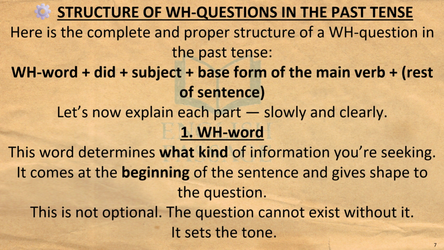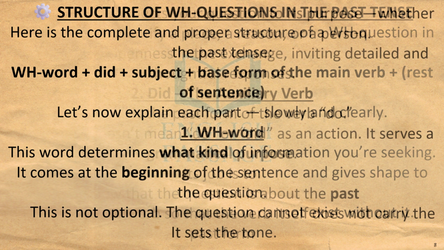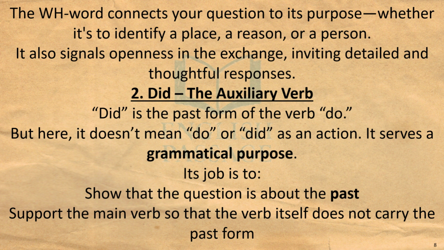1. WH word. This word determines what kind of information you're seeking. It comes at the beginning of the sentence and gives shape to the question. This is not optional. The question cannot exist without it. It sets the tone. The WH word connects your question to its purpose, whether it's to identify a place, a reason, or a person. It also signals openness in the exchange, inviting detailed and thoughtful responses.